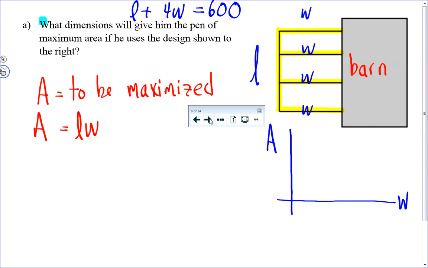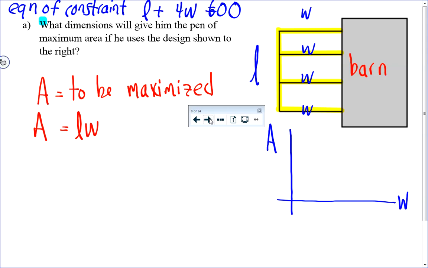Now I happen to be kind of looking ahead, and I chose to keep W because it's going to be easier to rearrange this top equation for L. But regardless, this is our equation of constraint. Am I going to fit it in there? Barely. That is our equation of constraint. So if I rearrange that for L, what I'm going to get is L.